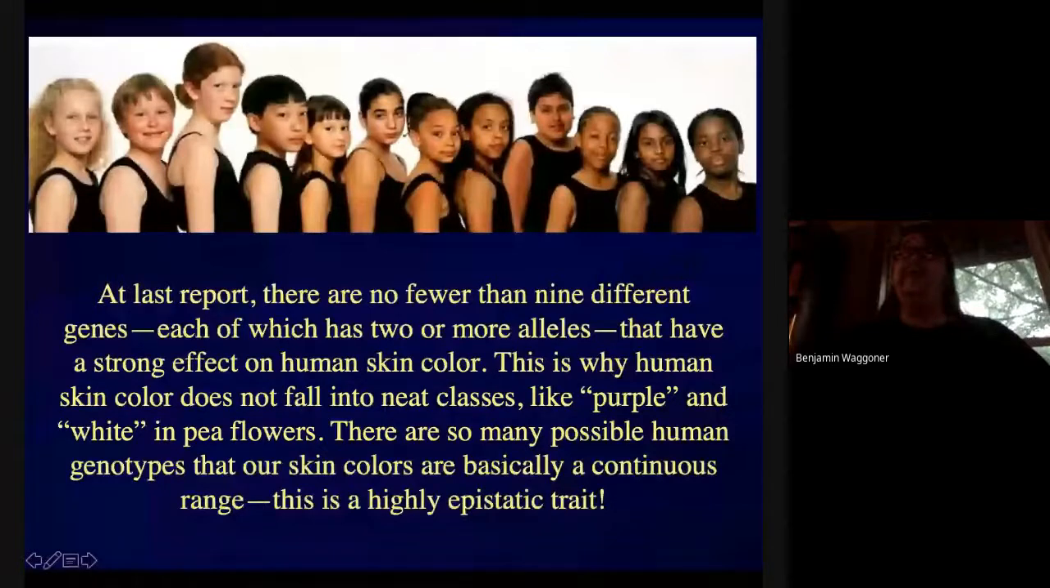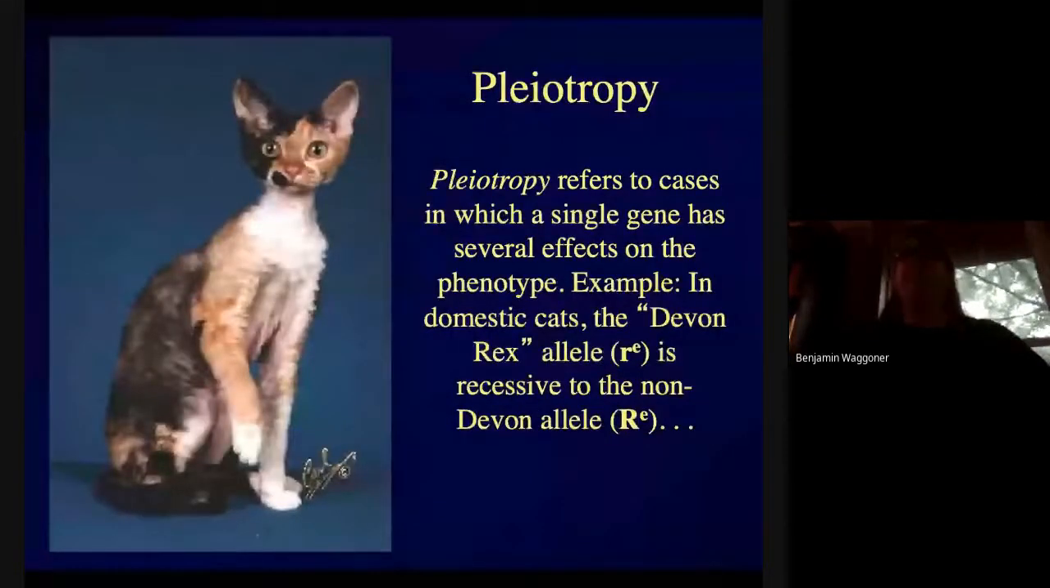Okay, so that's epistasis, 2 or more genes affecting one trait. The opposite would be pleiotropy, which is a case where one gene does multiple things to the phenotype. So you can have one gene that has multiple effects in pleiotropy. And in epistasis, you have many genes that all contribute to one trait.